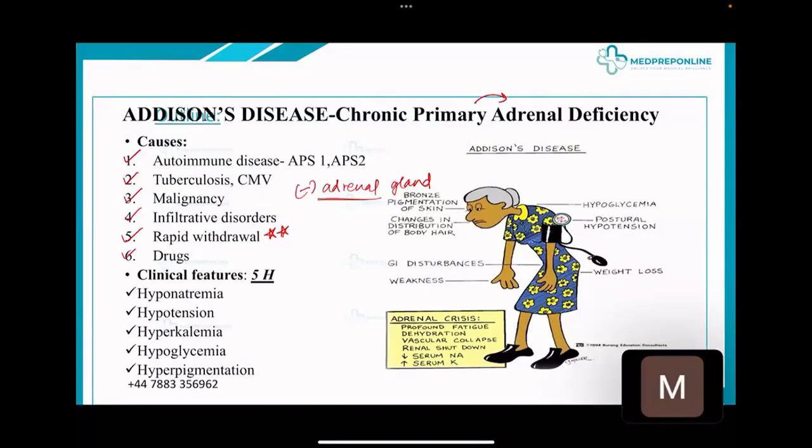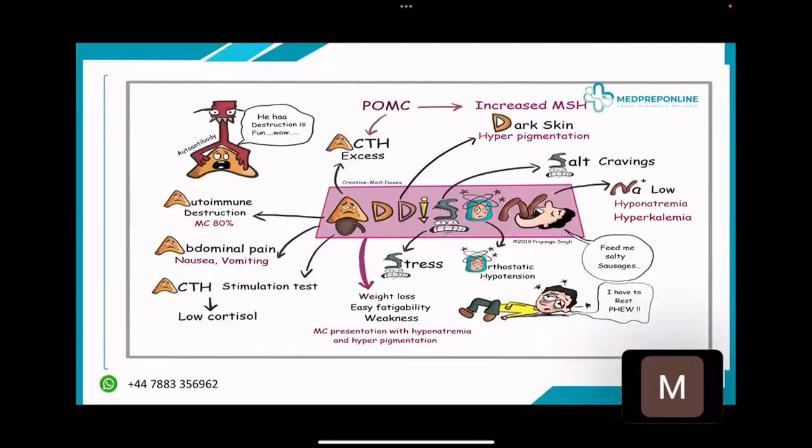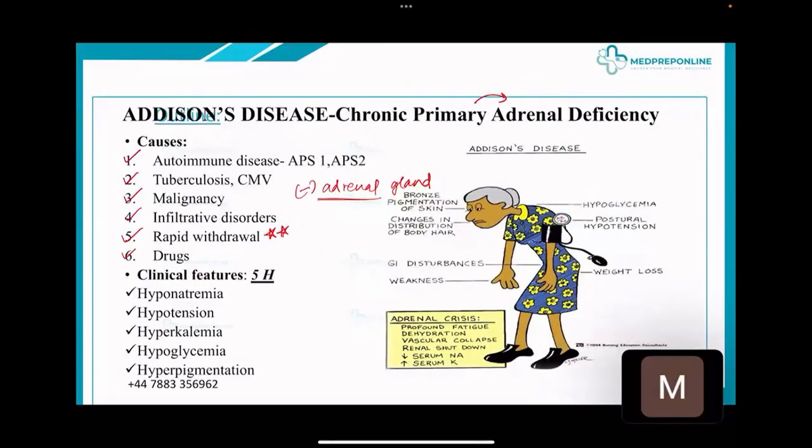So now how do you remember Addison's disease? Because we know the effect of glucocorticoids, now we know what its deficiency can cause, correct? So there'll be hyponatremia, hypotension, hypokalemia, hypoglycemia, and hyperpigmentation. Now this picture summarizes all of the features that are seen with Addison's disease. You'll have decrease in blood sugar level, hypoglycemia. There'll be postural hypotension because there is loss of sodium as well as loss of water. So postural hypotension as well as dehydration.